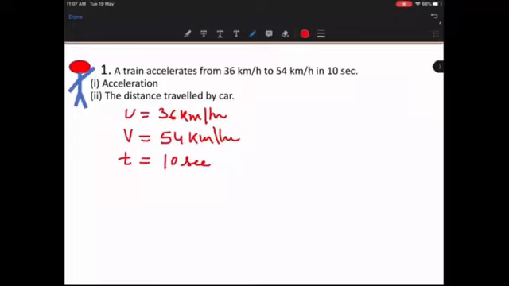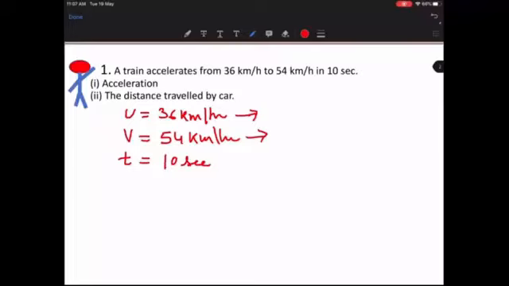Next, you have to just see the units. Now, look at both the units. The units are given in kilometers per hour, but the time is given in seconds. So we have to convert kilometers per hour into meters per second. So this 36, you have to convert it into meters per second. 54 also, you have to convert it into meters per second.